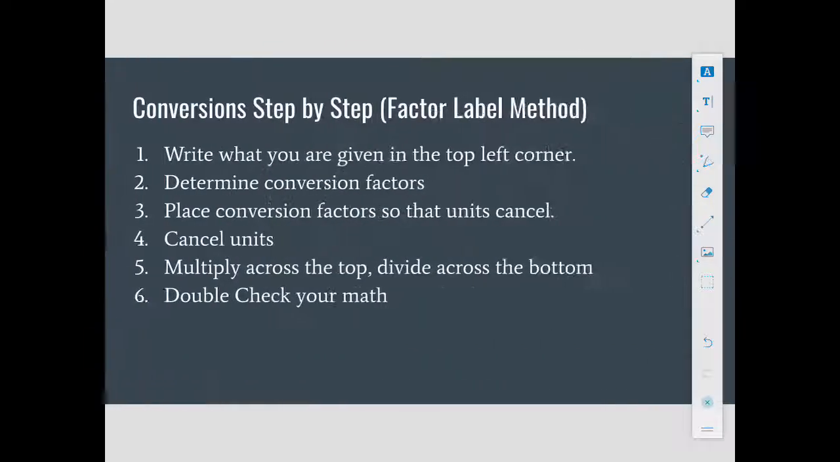Let's move on. These are the step-by-step instructions for conversions. So again, if you're more of a words person than seeing it done, you need to write what you are given. That's the number in the problem, in the top left corner. You're determining your conversion factors. That's like saying, 1 day equals 24 hours. Those are your conversion factors that you'd put in this kind of form, 1 for every 24 or something similar. You place them so that the units cancel. That means if they're going to be canceling, they're on opposite sides.